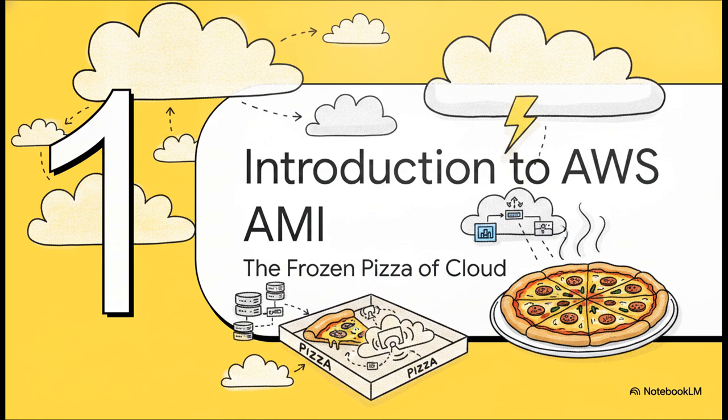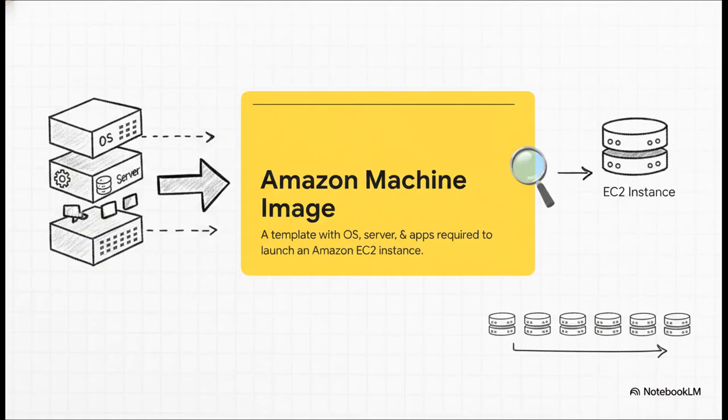Section 1, Introduction to AWS AMI. So what exactly is an Amazon Machine Image? Simply put, it's a template. It contains your operating system, your application server, and all your applications pre-packaged together. If you want to launch an EC2 instance, which is just a virtual server in AWS, you absolutely must select an AMI first. You literally cannot start a server without one. Think of it as the foundational clone for all your new servers.